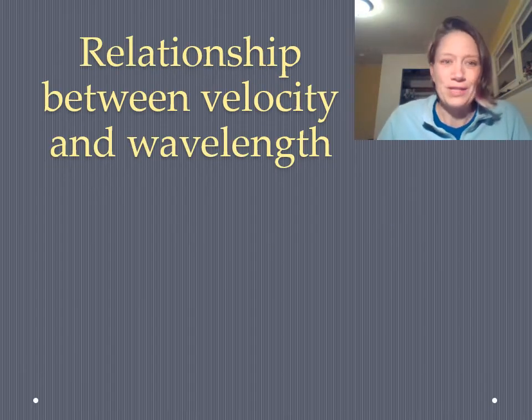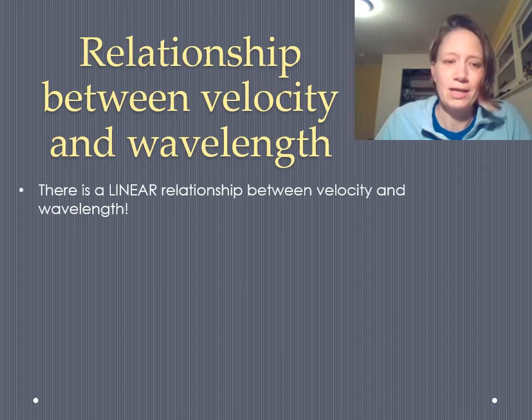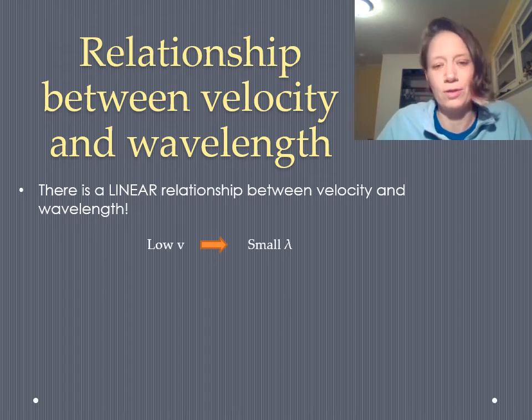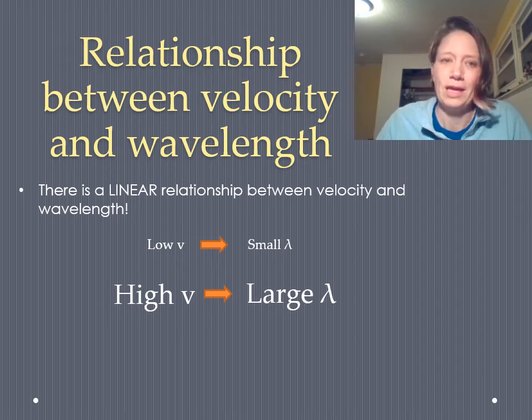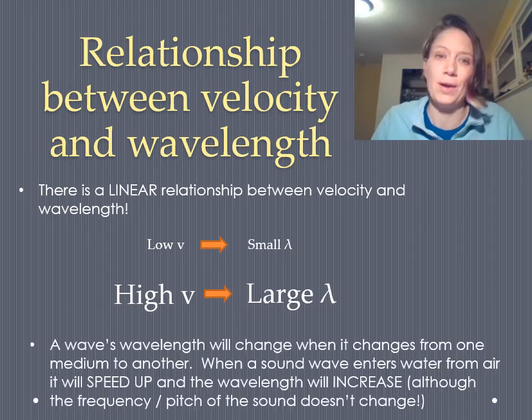This can also be represented by a relationship between these two variables, the velocity and the wavelength. And of course, you have seen that there's a linear relationship between velocity and wavelength. So when we had a low velocity, that made a small wavelength. And when we had a high velocity, that made a much larger wavelength. In the real world, of course, velocity doesn't change the way it kind of sped up over time, because the velocity depends on the medium.